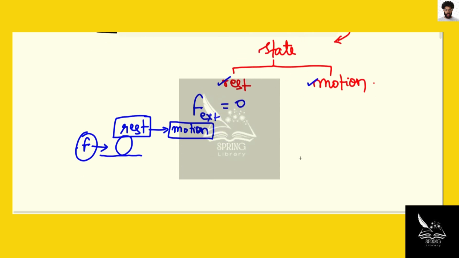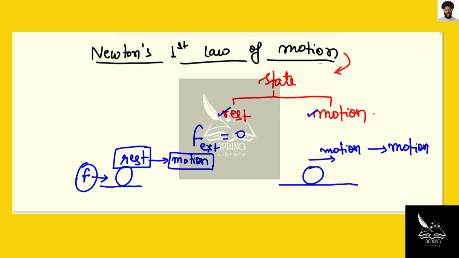Let's take a counter example where the object is moving, and let's say there would have been no friction force. In that case, this object will continue to move and it will maintain its state of motion. So this explains all about Newton's first law of motion, which states all about the tendency of an object to maintain its state.